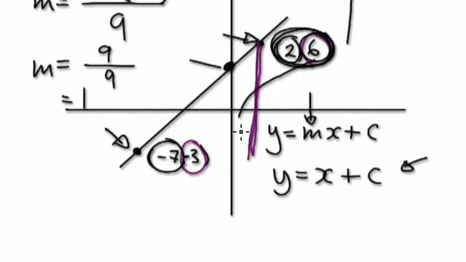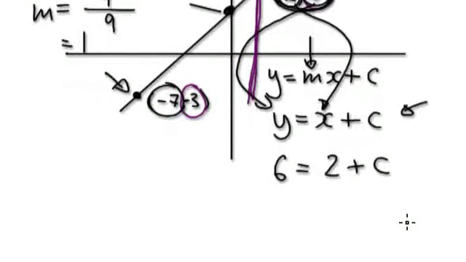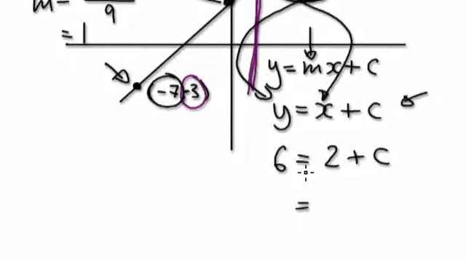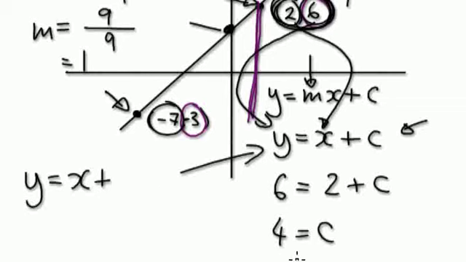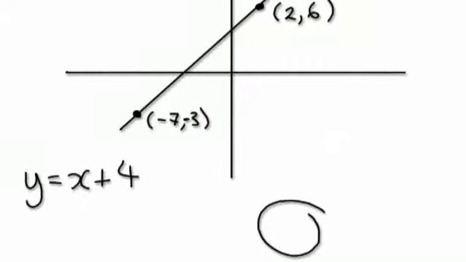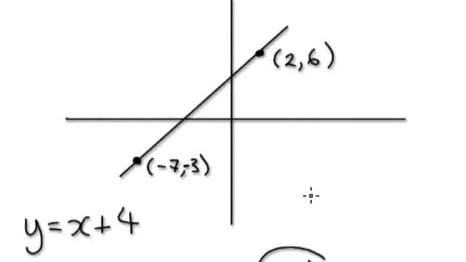So this is your y. Put this into y, and then this is your x. Put it into x. So this will be 6 equals 2 plus c. Okay. So we'll take away 2 from both sides. So c equals 4. Okay, so let's go back to here now. So the equation for that line is y equals x plus, well, c is 4. So x plus 4. Okay. So we've got our equation.